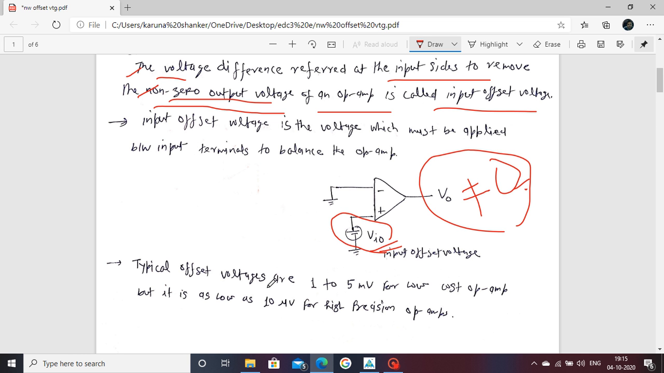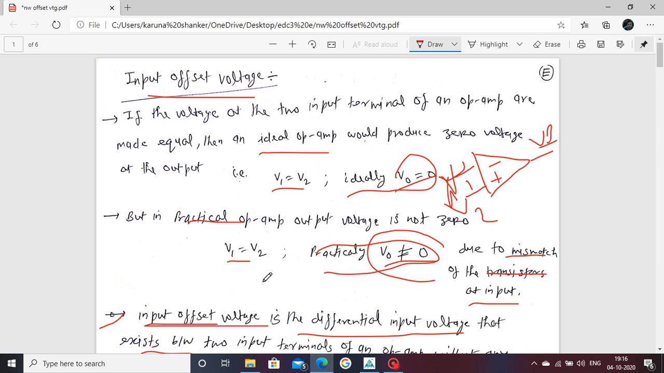The typical value of input offset voltage is 1 to 5 millivolt for a low-cost op-amp. If we consider the op-amp as low-cost performance, then the input offset voltage is greater, in the millivolt range. If a high-precision, high-quality op-amp is used, the millivolt becomes microvolt. The better the performance of the op-amp, the smaller the input offset voltage. Okay, these are the definitions. You choose any one definition. This is the input offset voltage.